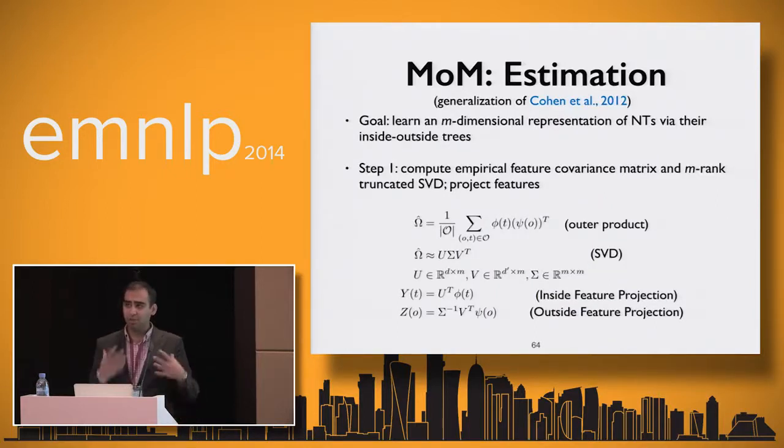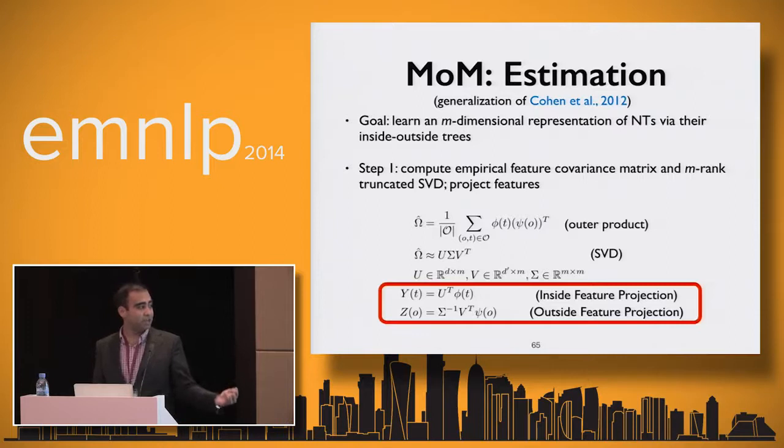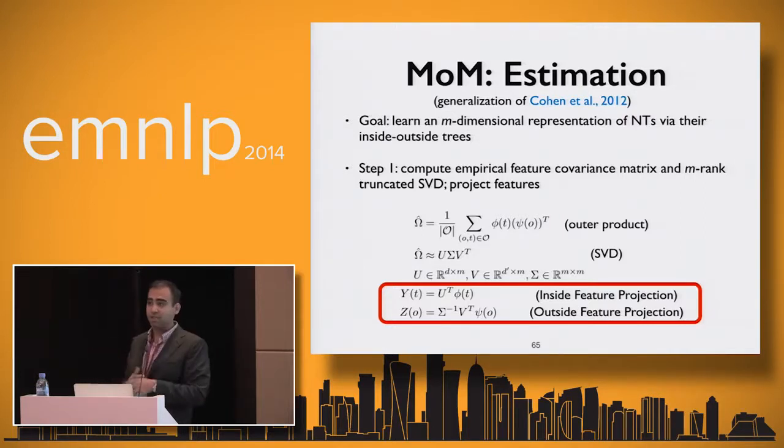Then, once we have those features, we take an outer product of those features, so we see how those features covary with each other. We compute the singular value decomposition, and then we have these projection matrices, and we have these lower dimensional representations now of inside features phi, which we'll call y here, and outside features psi.